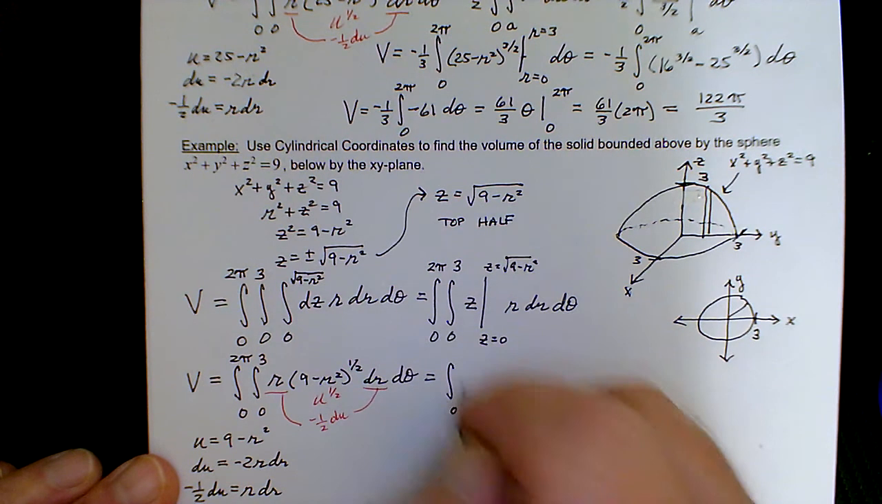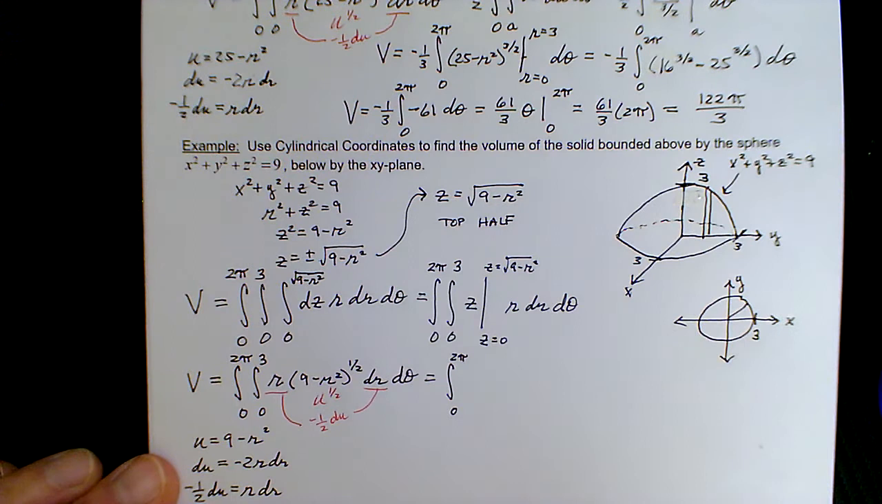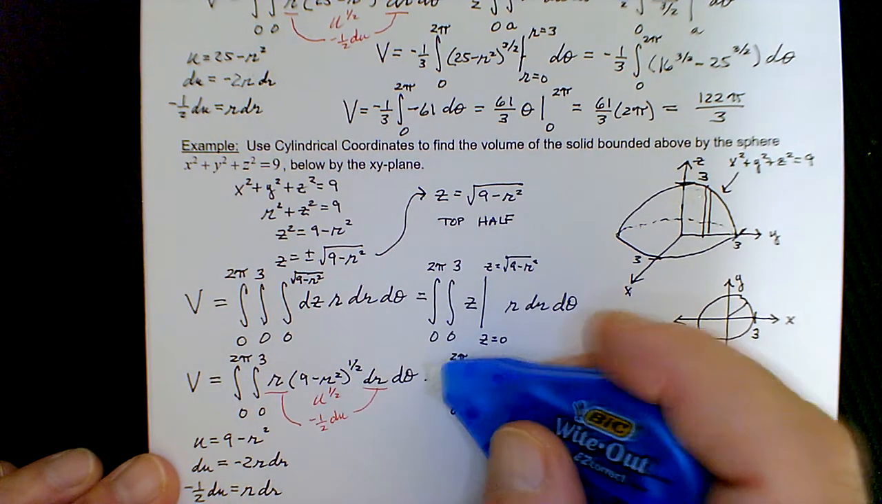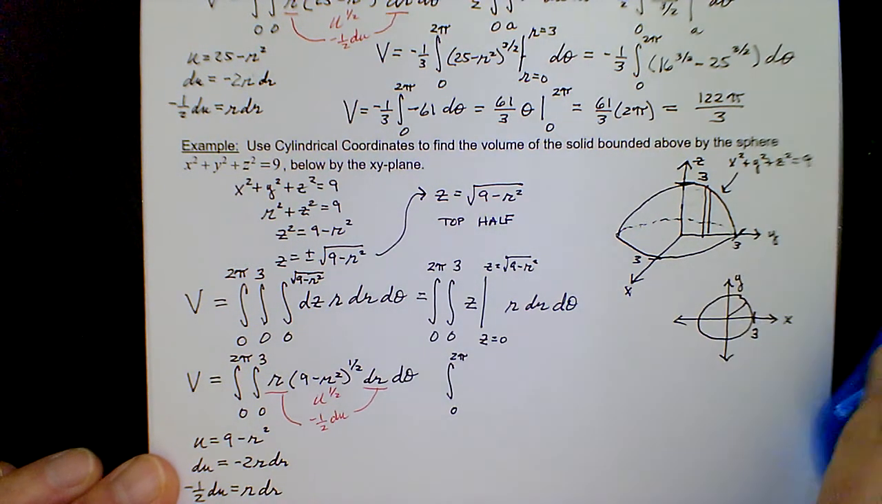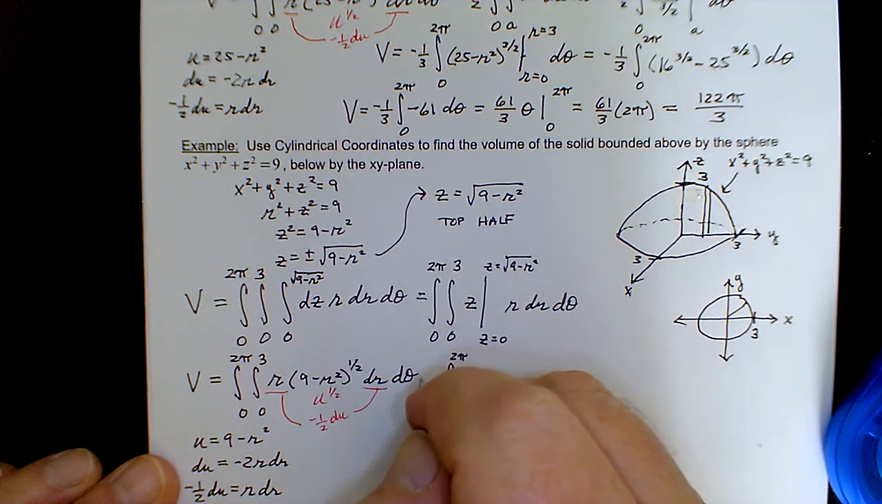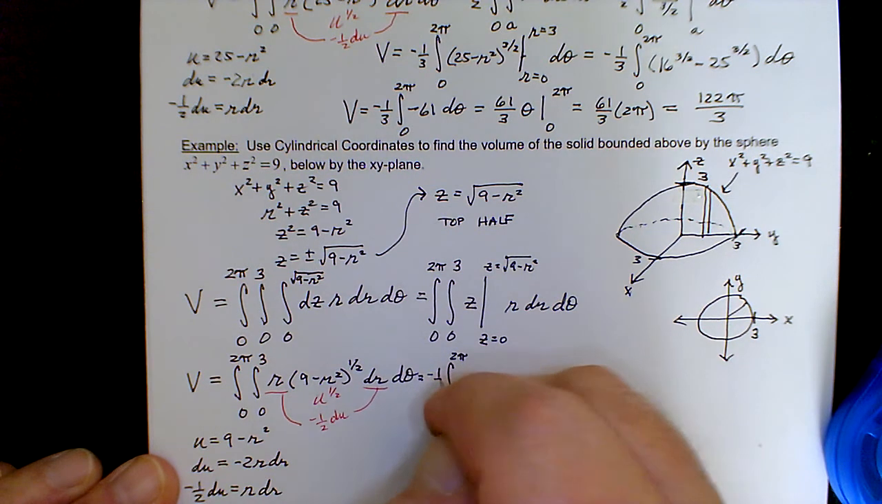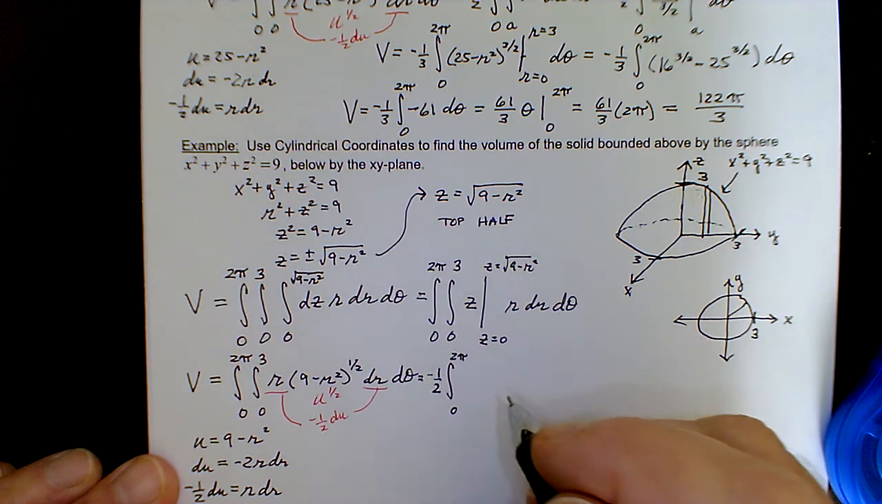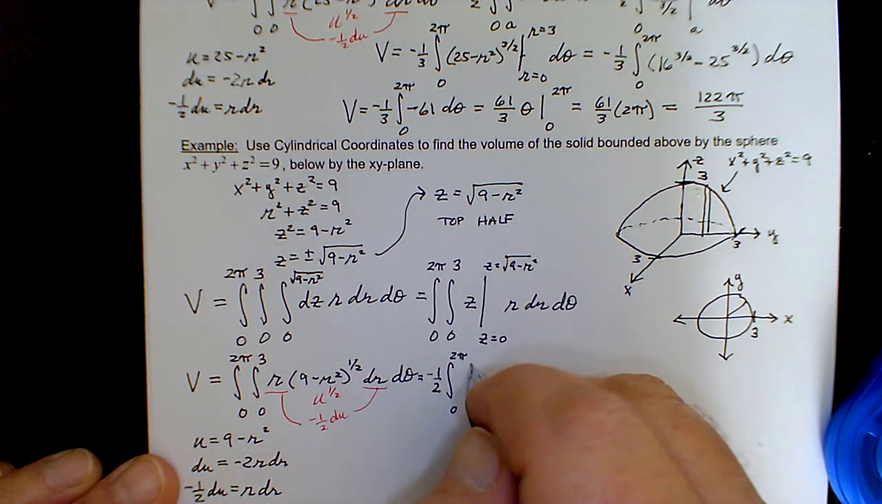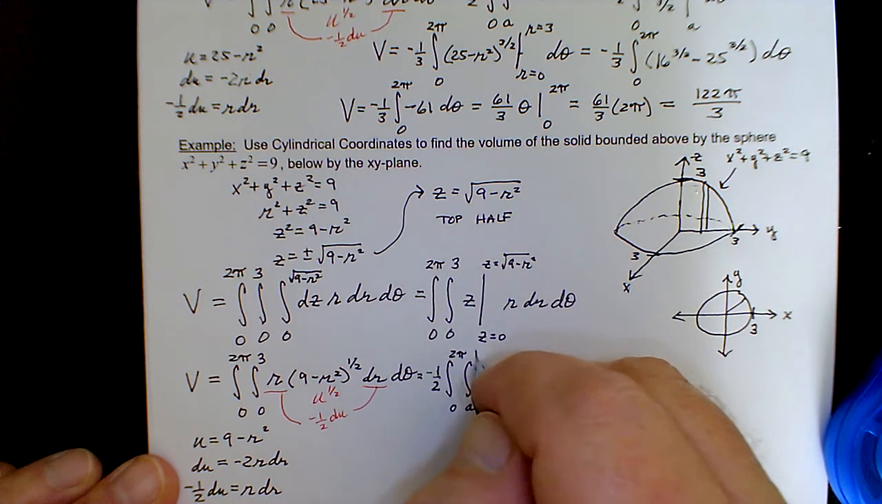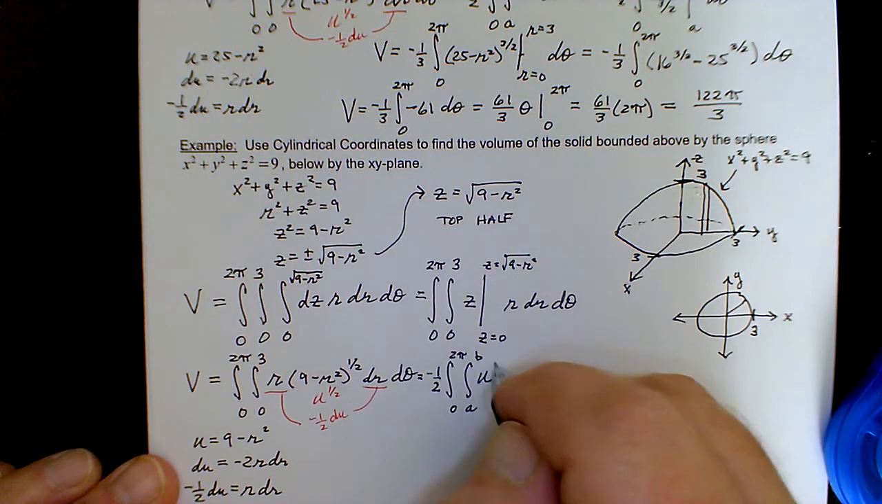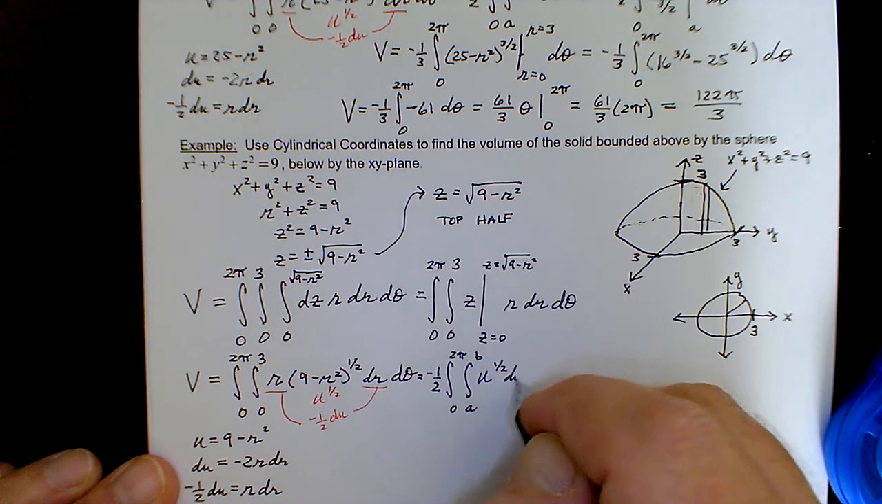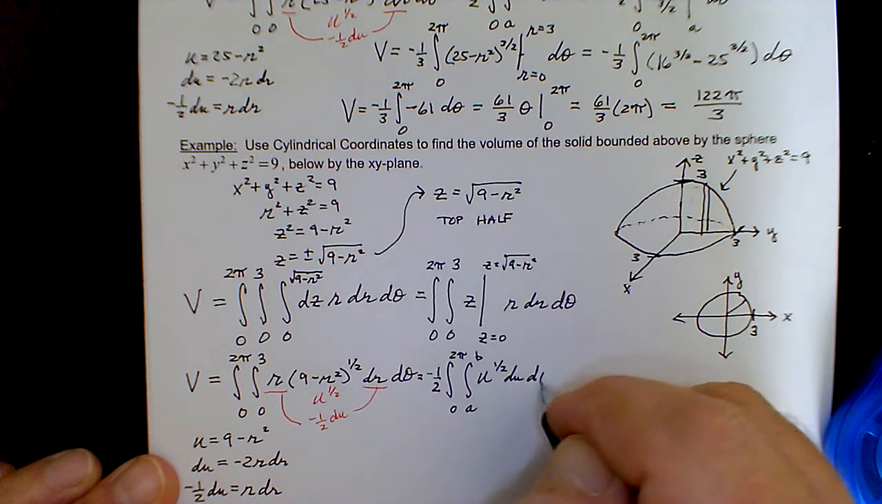So that's the integral from 0 to 2 pi. Let's bring that negative 1/2 out in front, maybe that would be an efficient thing to do here. Okay, and then I'm going to do the integral from a to b again, and then my u to the 1/2 with respect to u, then with respect to theta.